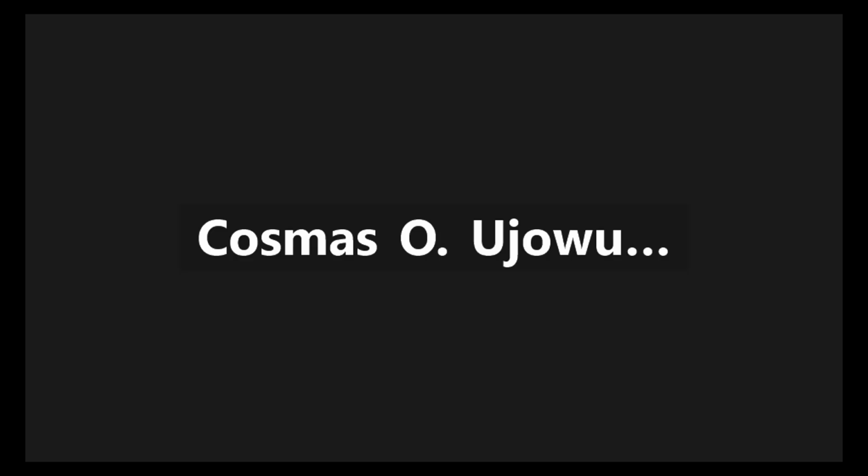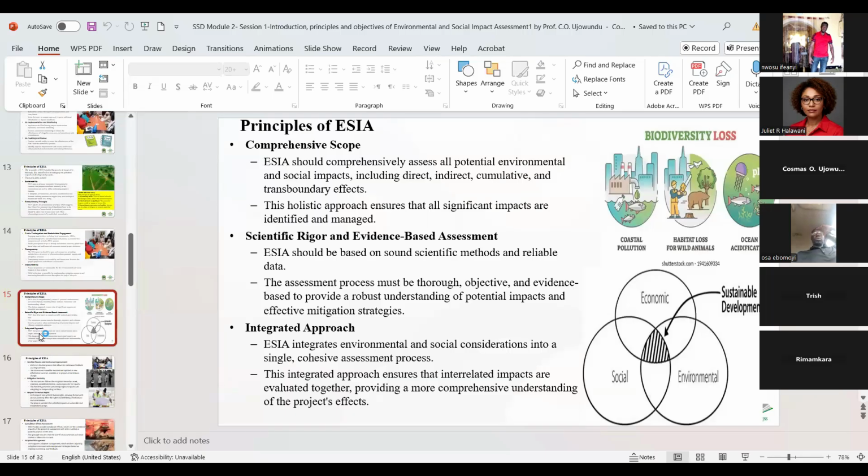Then scientific rigor and evidence: the assessment should be based on sound scientific method and reliable data. That is why you must use experts. In baseline data collection, you use experts. You don't just bring in someone and say, this one is my brother, give him the job. You must have those that will do critical analysis of each stage of that process, such that you should be able to take care of every angle of that project that could lead to it being stopped halfway. If you use experts, you provide a robust understanding of the potential impact of that project, and also provide effective mitigation strategy.